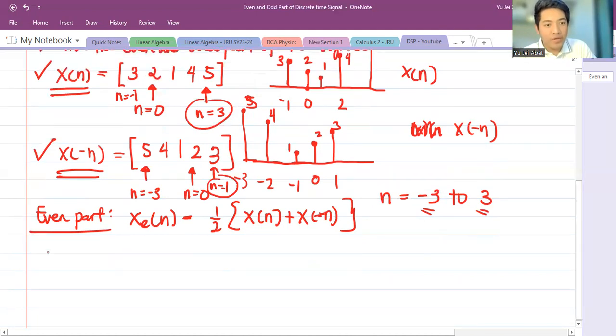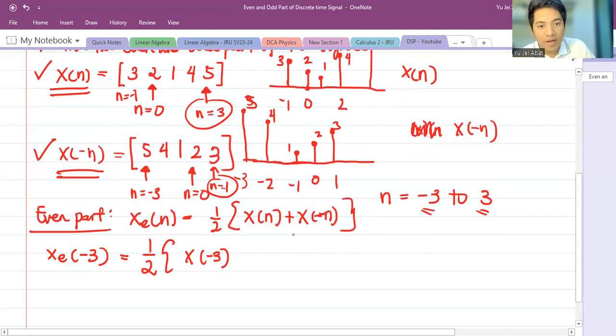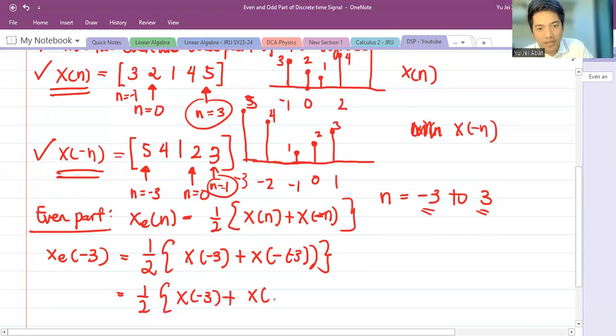Very simple. So if we substitute n of -3, so we're going -3, -2, -1, 0, 1, 2, 3 to get the even part. So we have x_e of -3 equals 1/2 [x of -3 plus x of the negative of -3]. Okay, so take note that we have negative here, negative of negative, and we have n equals negative. So negative of negative. So this becomes 1/2 [x of -3 plus x of 3], the +3.